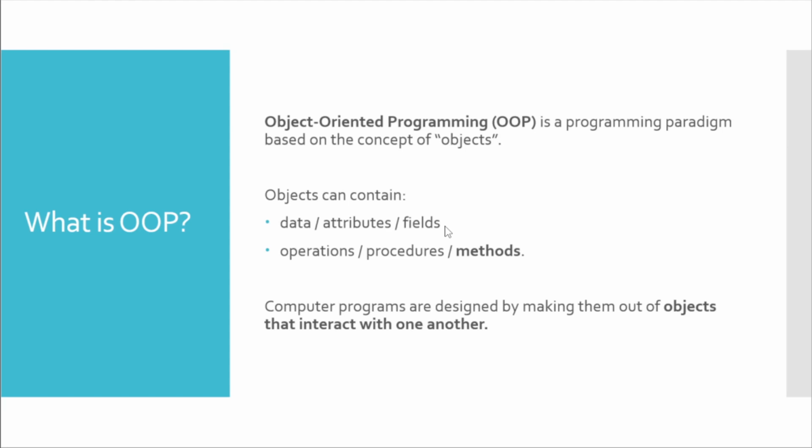Computer programs are designed by making them out of objects that interact with one another. This is important. There should be interaction between the objects that we will create in the future. From these interactions, we can have design patterns and other best practices that we can follow.